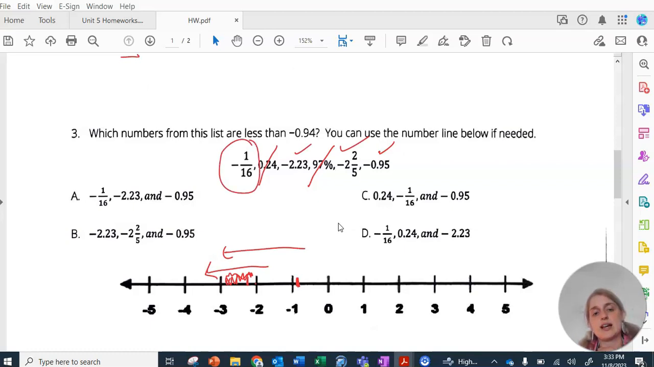You need to decide if this number is less than or greater than negative 94 hundredths. So I would divide 1 divided by 16, figure out what that decimal is. If it's more negative, add it to your list. If it's not as negative, then don't include it, and you want a list with just those three.